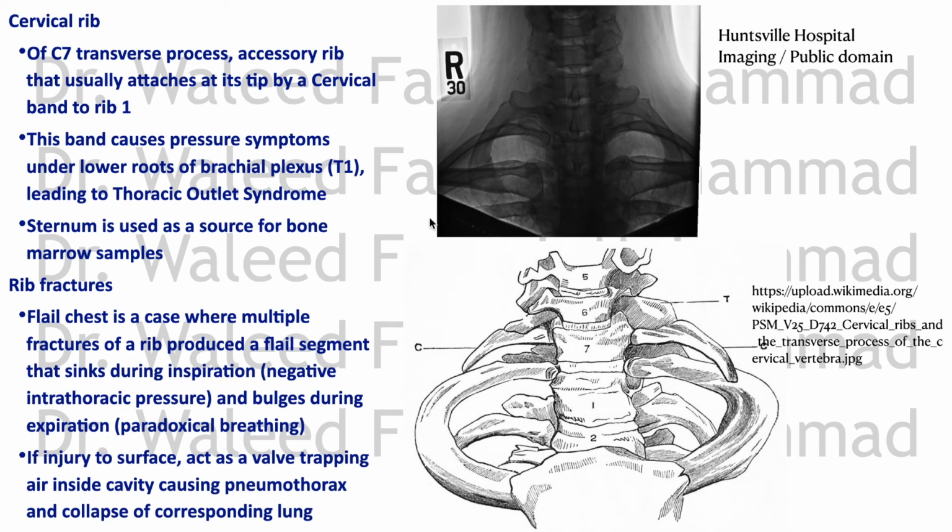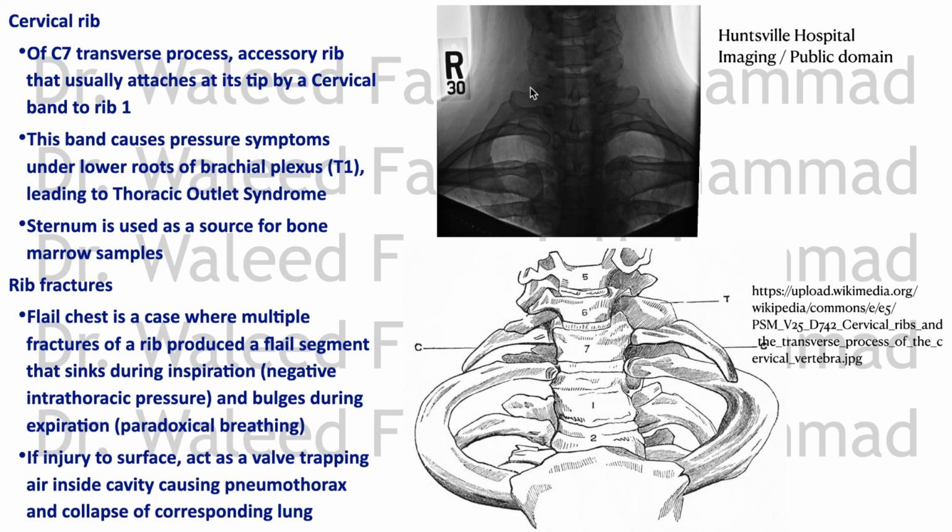There's a special condition called the cervical rib, in which during development the transverse process of C7 grows as if it will become a rib. It depends to what extent it grew, but eventually it attaches itself to the rib below, to the first rib, by a band, by a ligament. Some people live with it without any complications, but if it's big enough, it will press on the lower roots of the brachial plexus, T1 and C8. Remember, we saw them forming the inferior trunk of the brachial plexus.